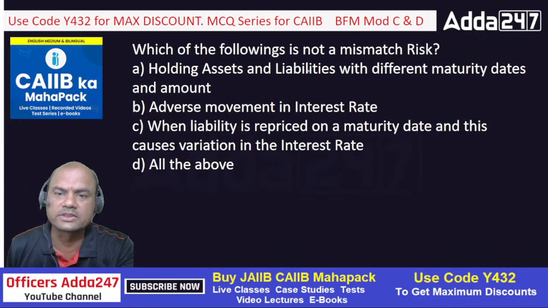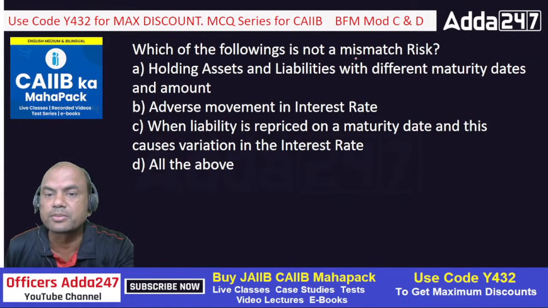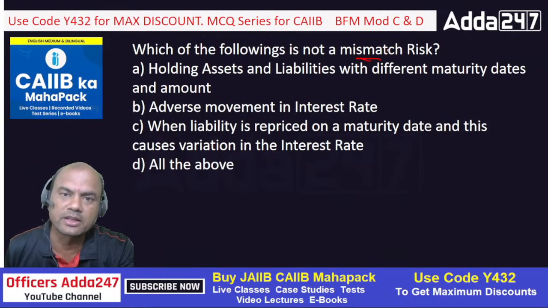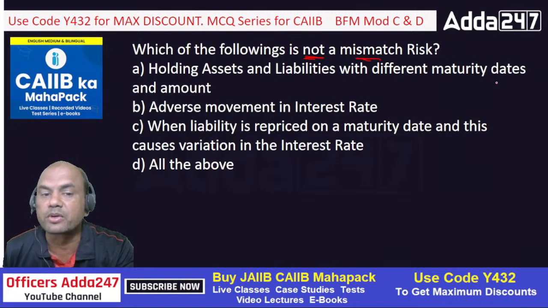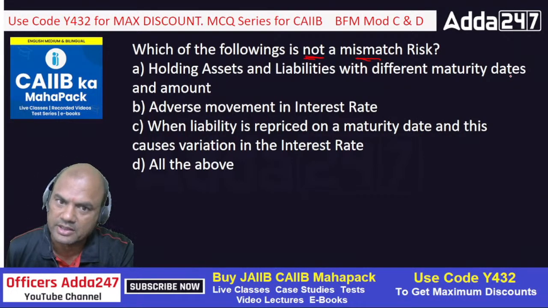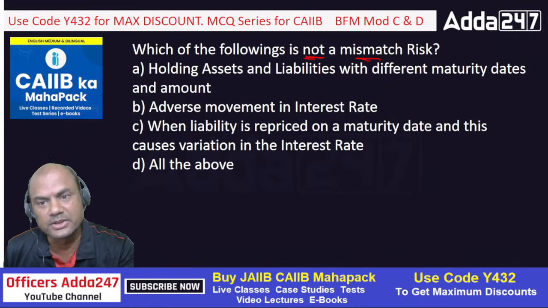Which of the following is not a mismatch risk? Mismatch means what? What is mismatch? Mismatch is the difference in the maturities between the assets and liabilities. Holding assets and liabilities with different maturities and amounts. Here, we want not a mismatch risk. So holding assets and liabilities of different maturities, it is the mismatch risk, right? So A is a mismatch risk.